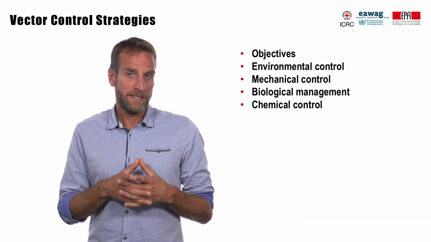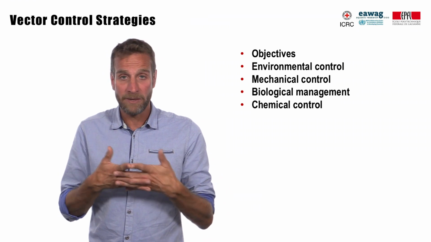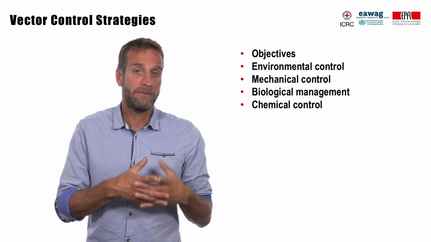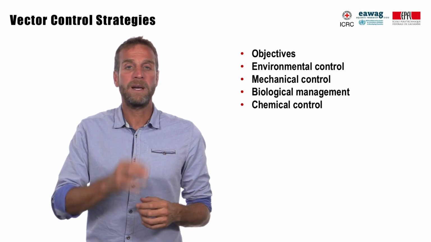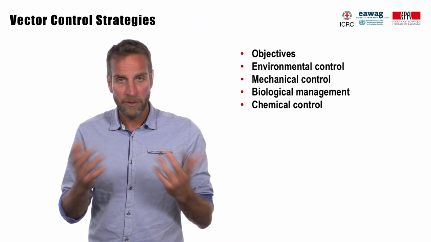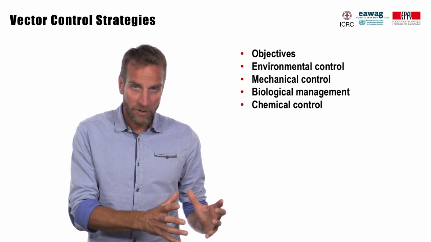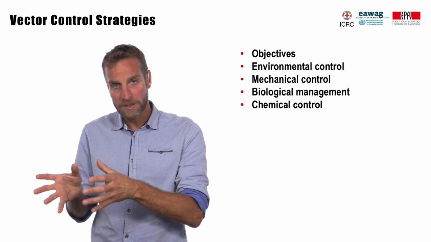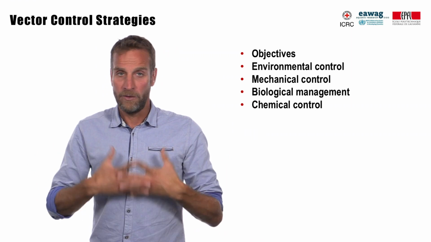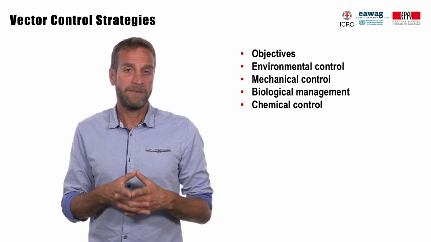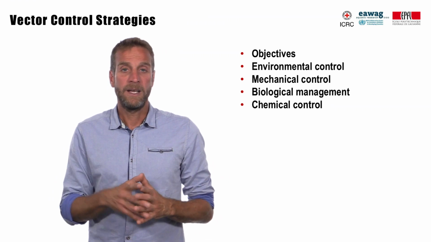Vector control strategies usually aim at reducing vector breeding sites, reducing vector population density, or reducing the risk of human-vector contact. In other words, reducing the creation of the hazard, its transport, and the exposure of people to the hazard. The vector control strategies may be classified into 4 types.